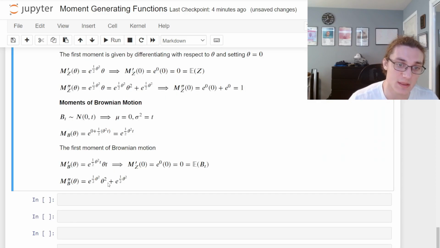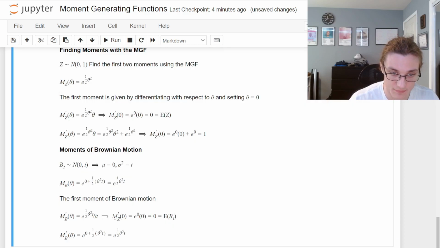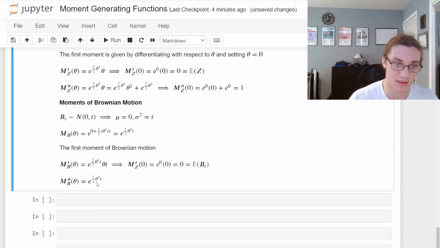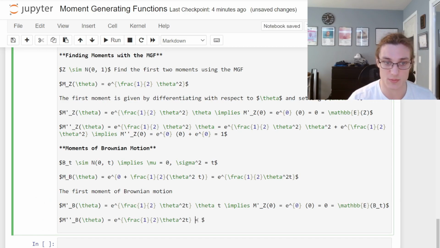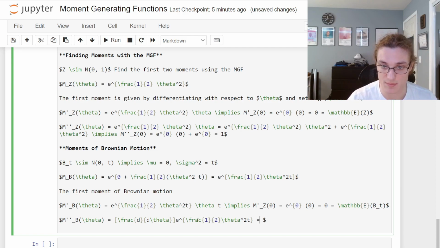And now what we can notice here is we need to distribute, or maybe I should just differentiate it from scratch. Maybe that'll be a little more clear. Let's just differentiate it from scratch. So we'll take the moment generating function, the original one. We have this guy, e to the 1/2 theta squared t. Once we differentiate, we apply d d theta. This is going to be equal to e to the x, which is e to the x times the chain rule. Then we take the derivative of theta squared. That's going to be 2 theta times 1/2 is 1. So then we just get theta t.